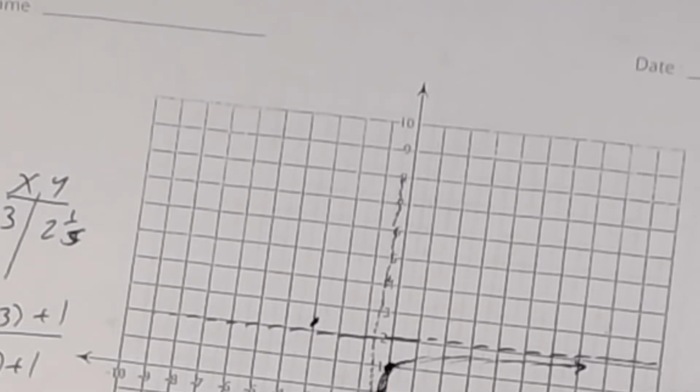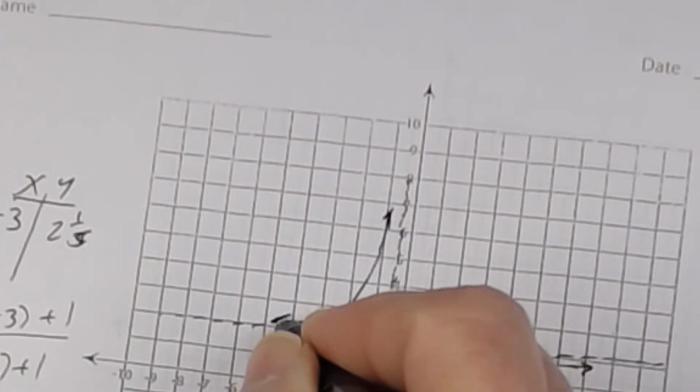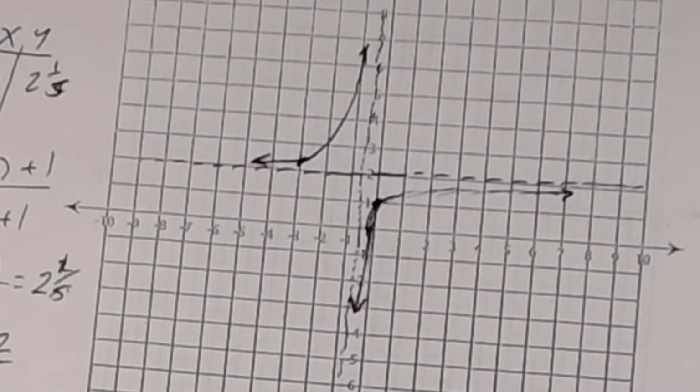Above or below the horizontal? Above. So your graph's going to do this without crossing the asymptotes. So that's your graph. You're done. That's how you graph it. We're going to do some more. You get better with this the more you do.